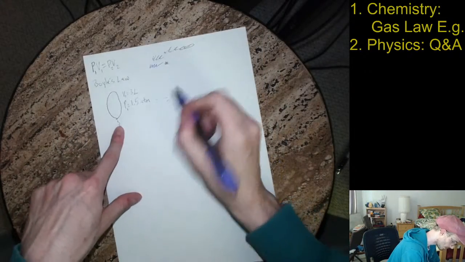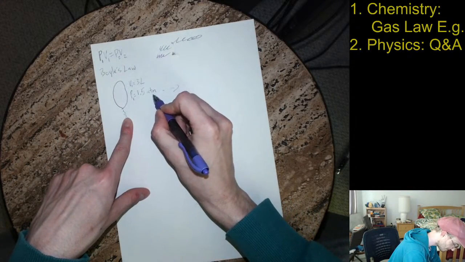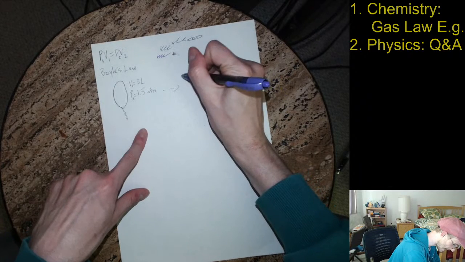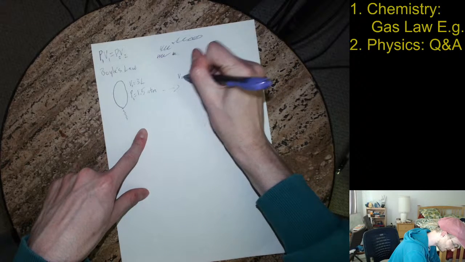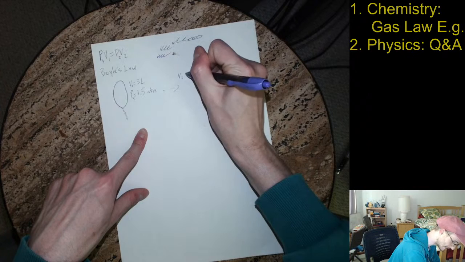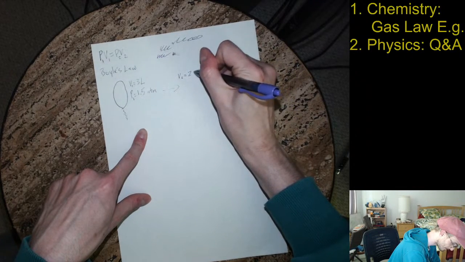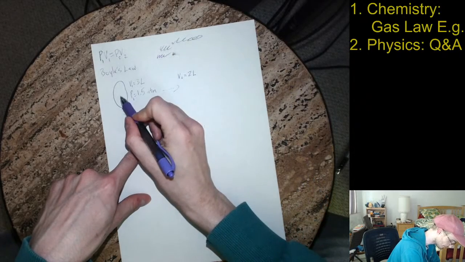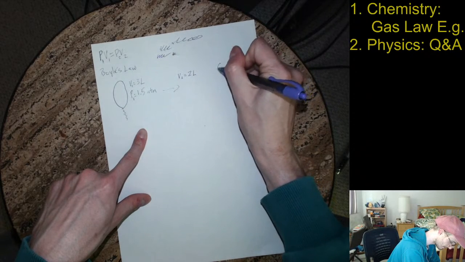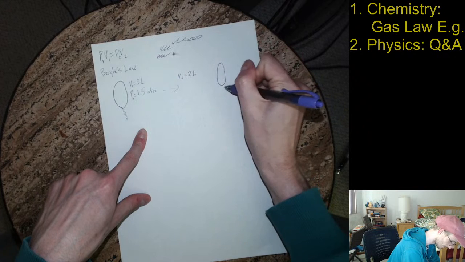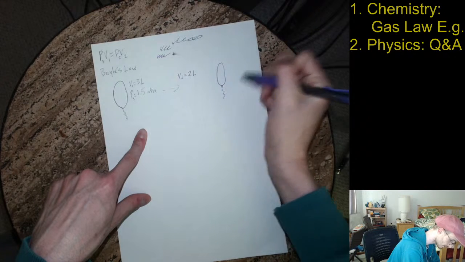Okay, so 1.5 ATMs. So I squeeze it, and then at the end, we're shrinking the volume down. So V2, this means at the end, instead of 3 liters, it's gone down to 2 liters. So they shrunk the balloon from being this big to being squished, a little bit smaller. Same balloon, just a little bit smaller.